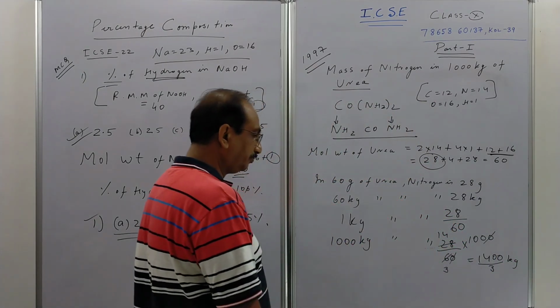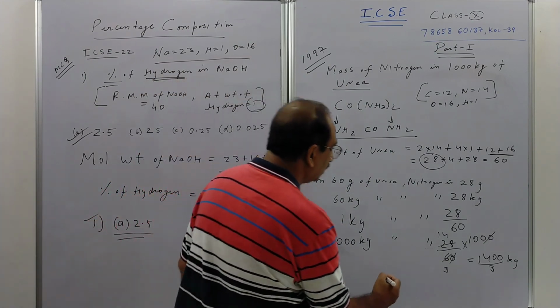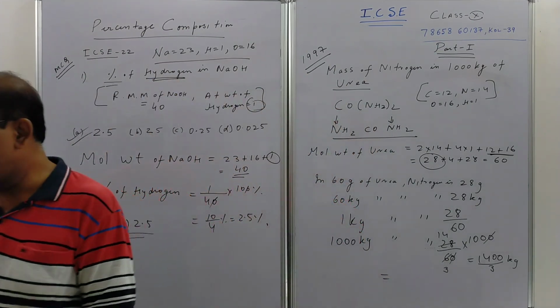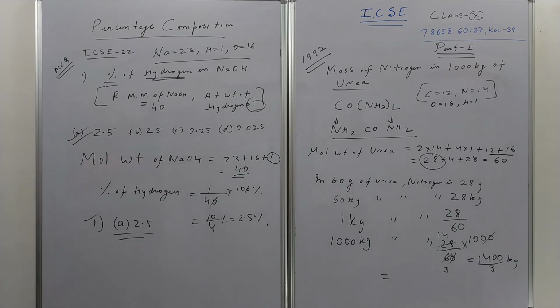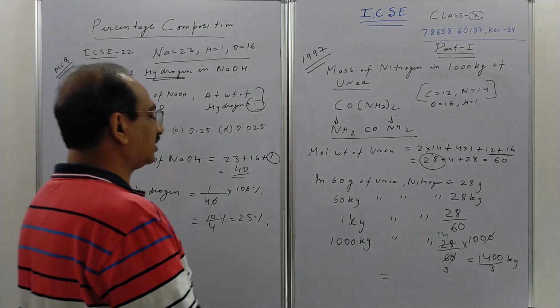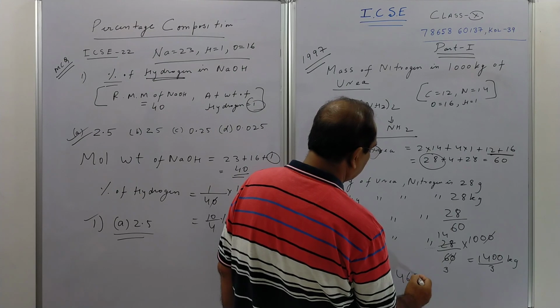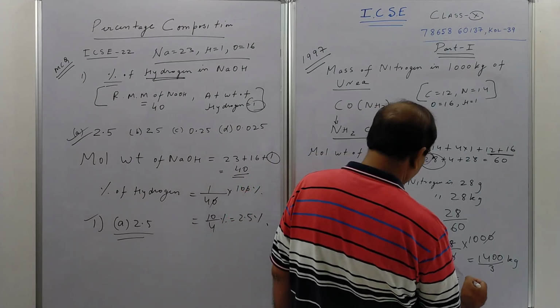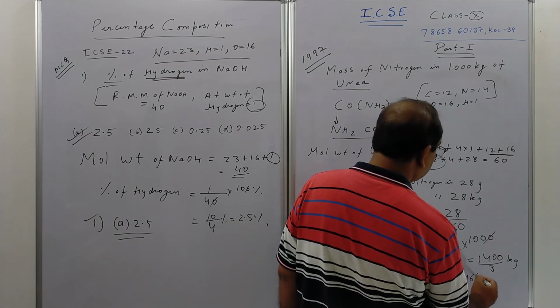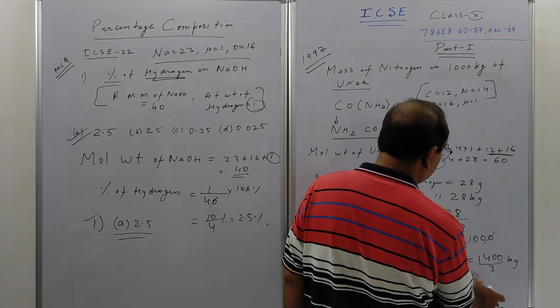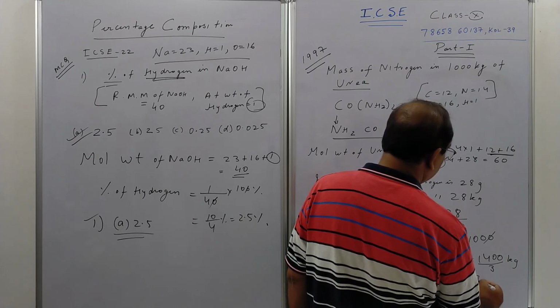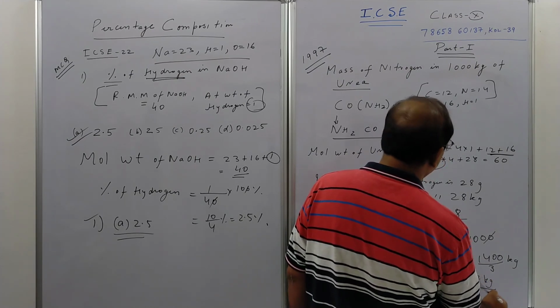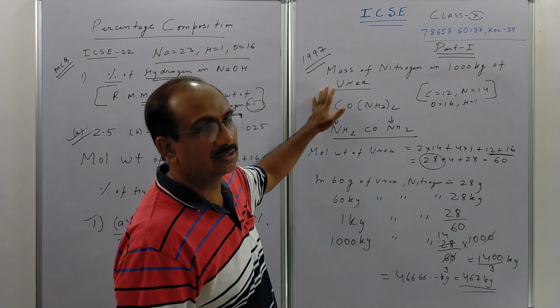Okay, so if you convert it to decimal, children, you will get 466.666, like that. Okay, it will go on. So if you round off, you will get 466 or nearest kg. I think the question says nearest kg, you will get 467 kg. I think the answer says to the nearest kg.